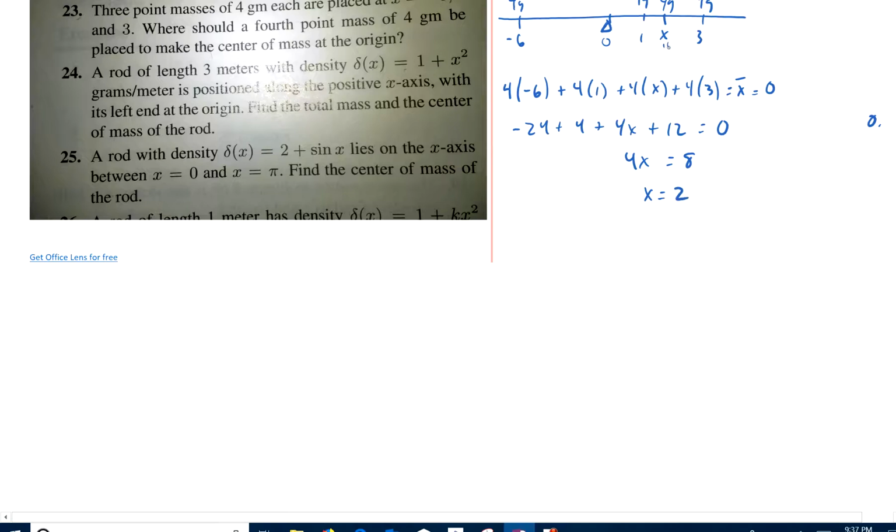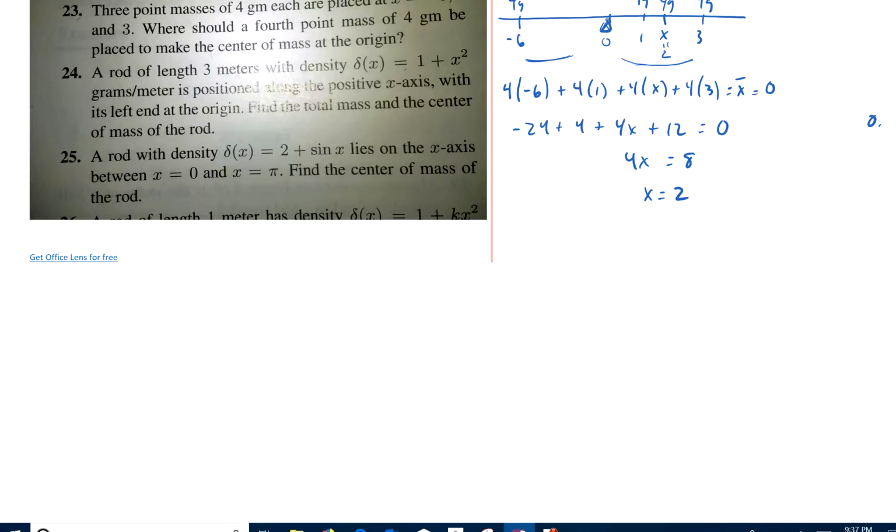So when x is 2, when this mass is put at 2, the moments on this side equal the moments on that side, or the weights of this equal the weights of that, which makes it balance at 0. Okay, alright, there we go on that.